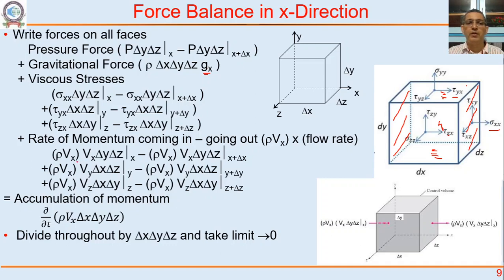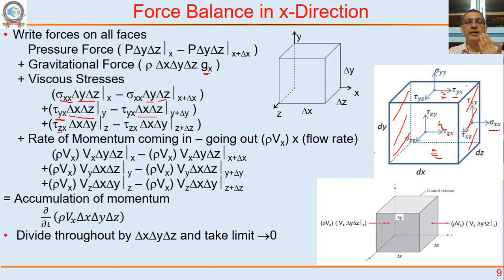So sigma xx acts on the left face and the right face, with area perpendicular to the x-axis, delta y delta z, at x and x plus delta x. For tau yx, the plane is at constant y because of motion in the y direction. The plane is perpendicular to the y-axis, the top face and the bottom face. It has an area of delta x delta z, at y and at y plus delta y.